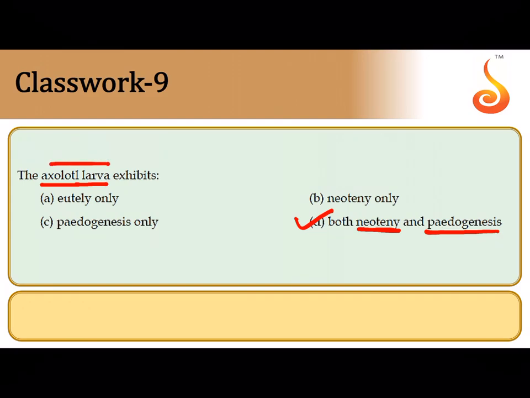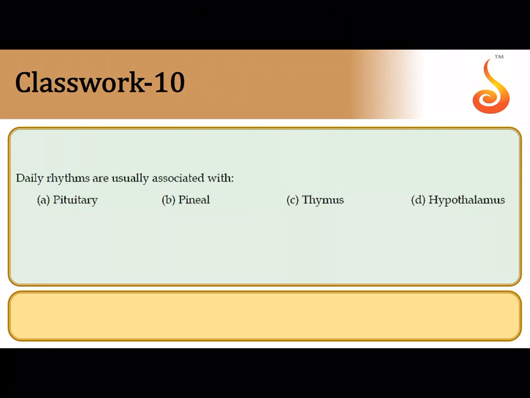Please remember, the axolotl larva is the larva of a salamander which fails to undergo metamorphosis, and throughout its life it retains its larval characters and it becomes sexually mature. That condition is called neoteny and pedogenesis.